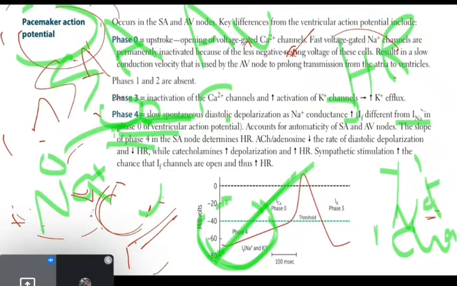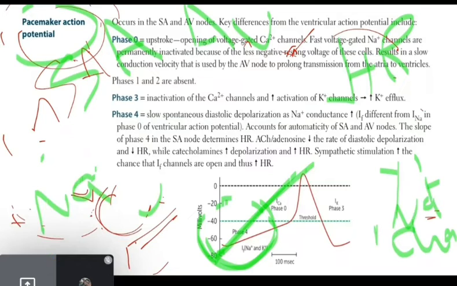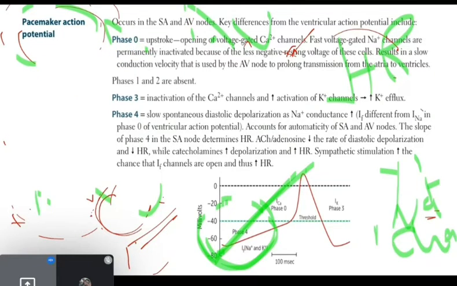Okay, this is what we can read here: the slope of phase 4 in the SA node determines the heart rate. What could affect this one? The acetylcholine and adenosine decrease the rate of diastolic depolarization, so it will decrease the heart rate. While the catecholamines, الأدرينالين, will increase the depolarization, بقوي contraction of the heart. Thus, it will increase the heart rate, which is the same as sympathetic stimulation increasing the chance of the channels to open, and so you have heart rate increase.